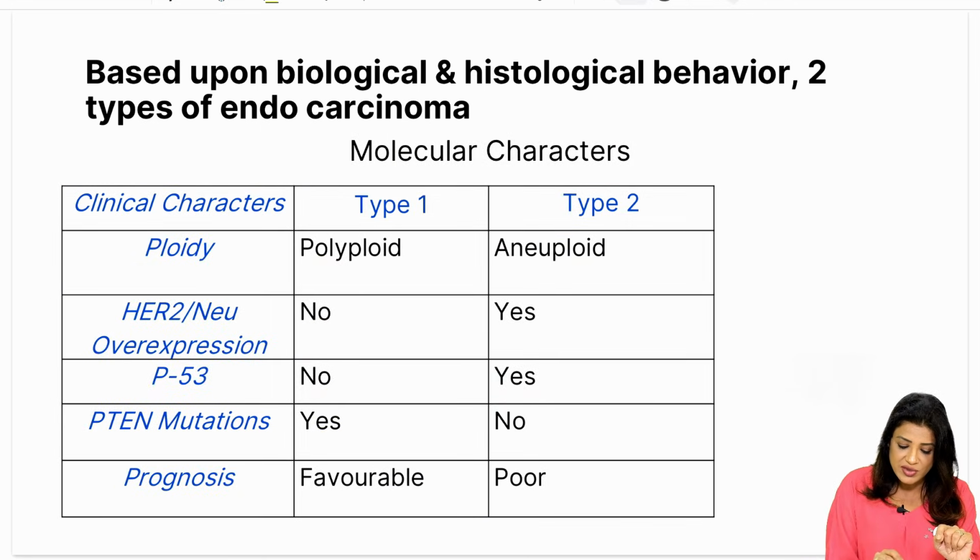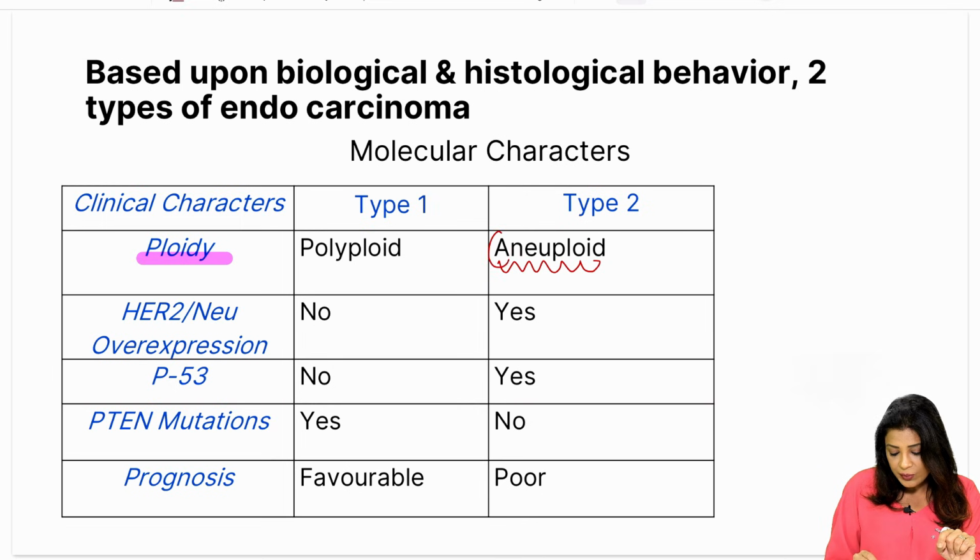Then what are the other characteristics? Ploidy. The ploidy status obviously will be aneuploid. Anything which is A, whether it is atypical, as I told you in the endometrial hyperplasia, or it is aneuploid, that means it is going bizarre.